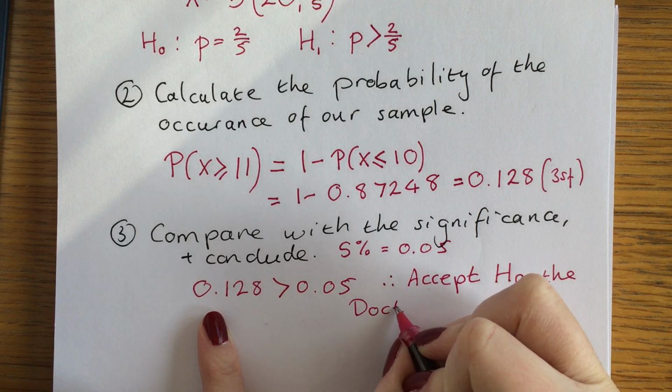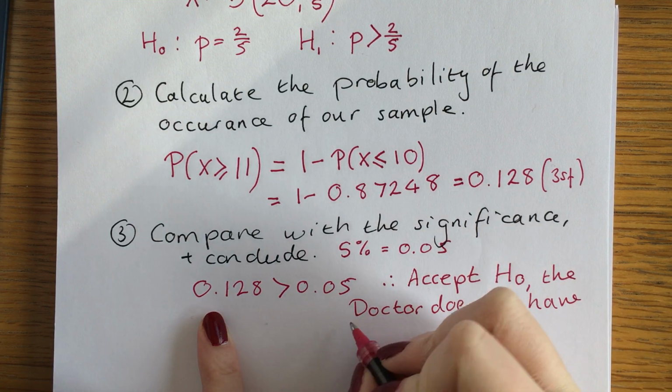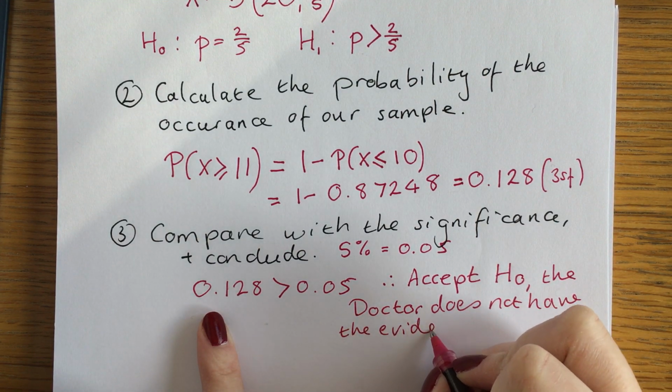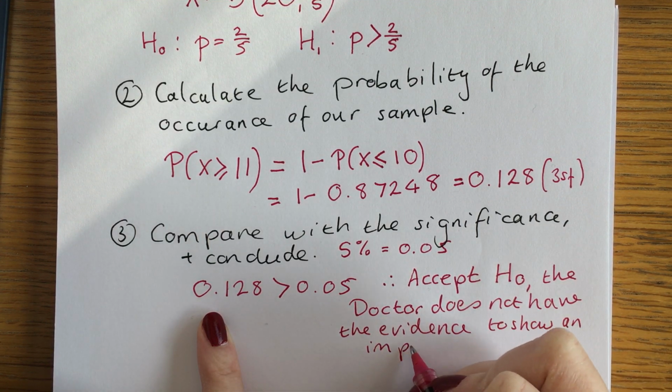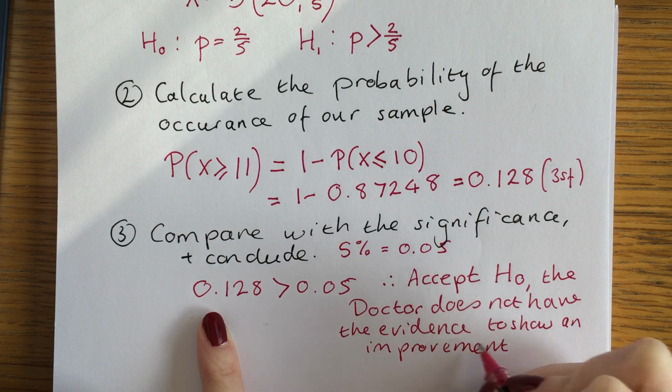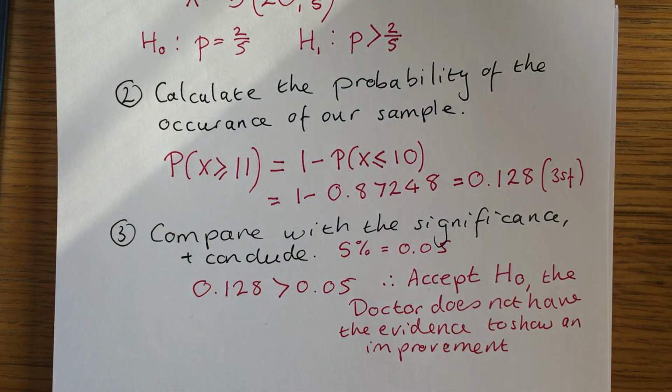The doctor does not have the evidence to show an improvement. So in reality, what you'd think is that actually just this sample, they were particularly lucky. So these people just happened to be particularly successful. It means in another sample, probably there'd be quite a small rate of success, but they are both acceptable within the range given 2/5 of a probability. So that is our conclusion.